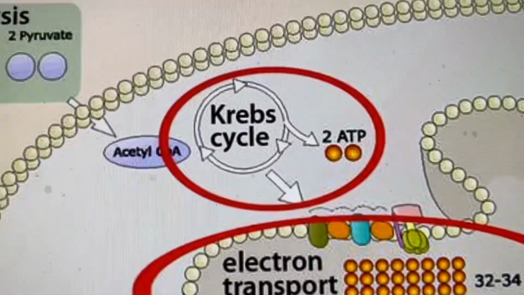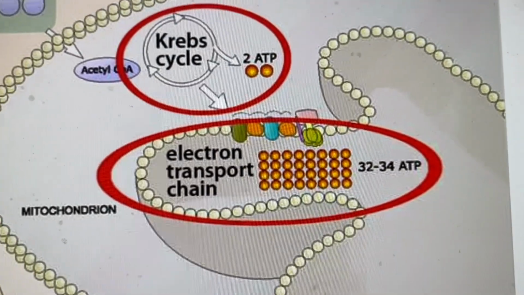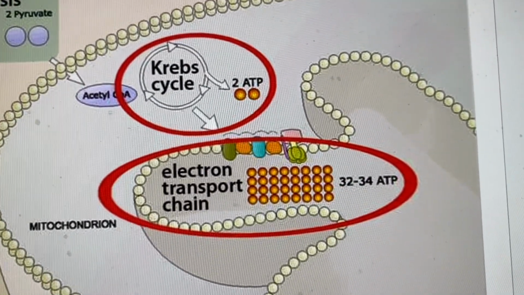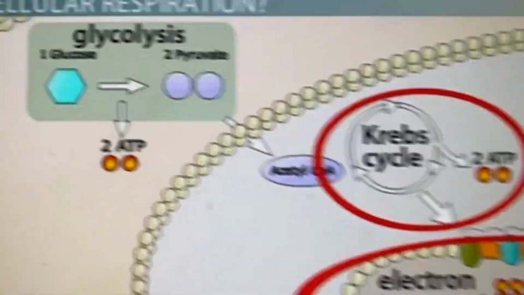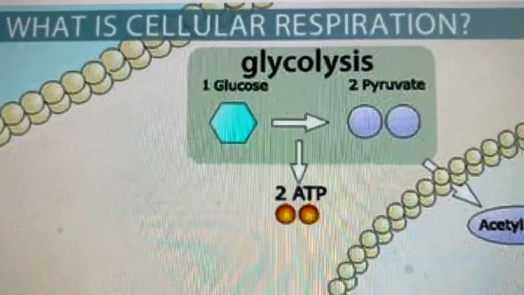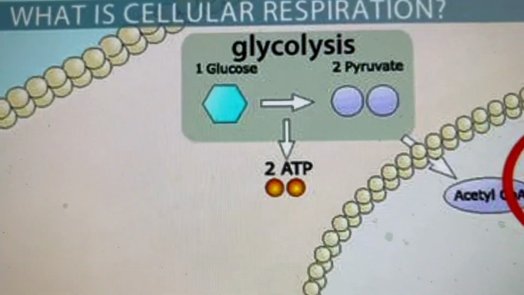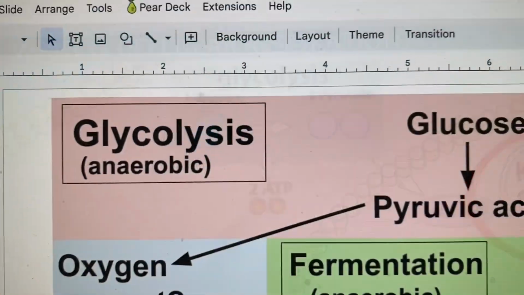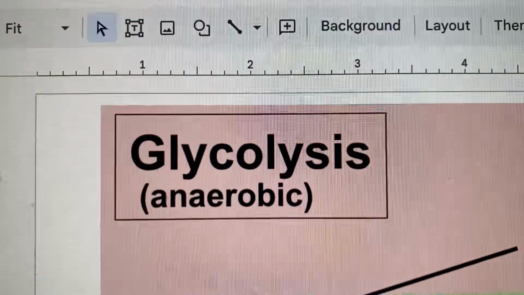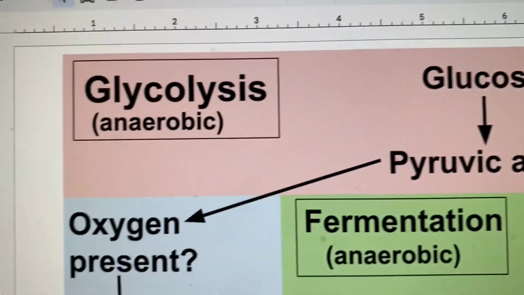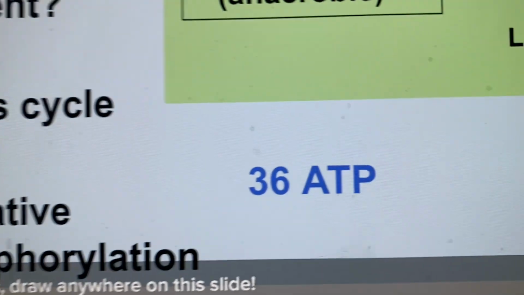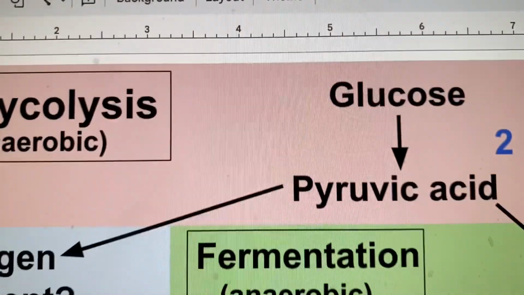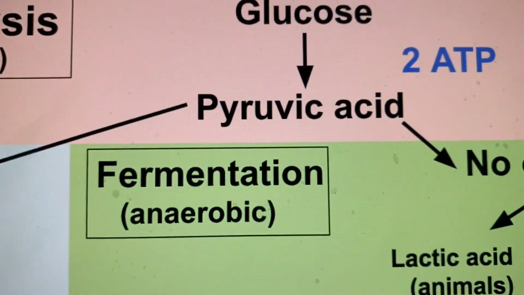Of course, to do steps 2 and 3, you need this reactant. That's right, you need oxygen to do that. If you don't have oxygen, you just stop at glycolysis, and we call that fermentation. So all respiration starts with glycolysis. If it's aerobic, it goes through the Krebs cycle and ETC, and you get 36 ATP. If it's anaerobic, we call that fermentation.